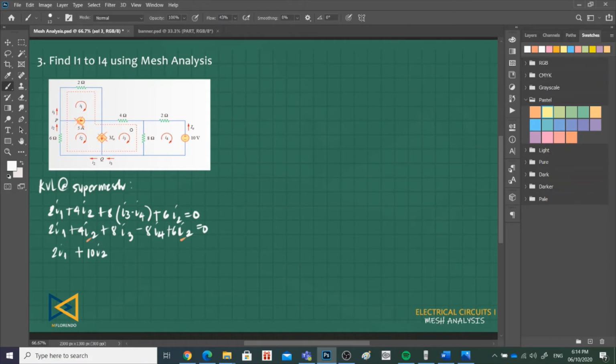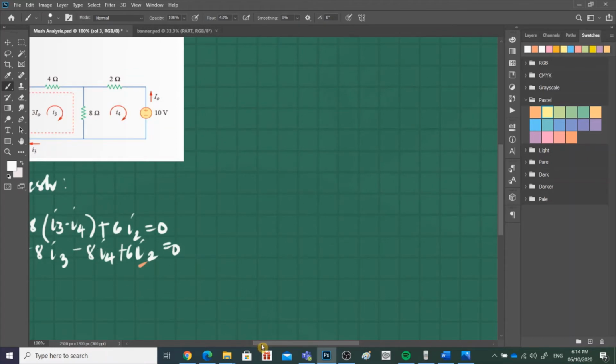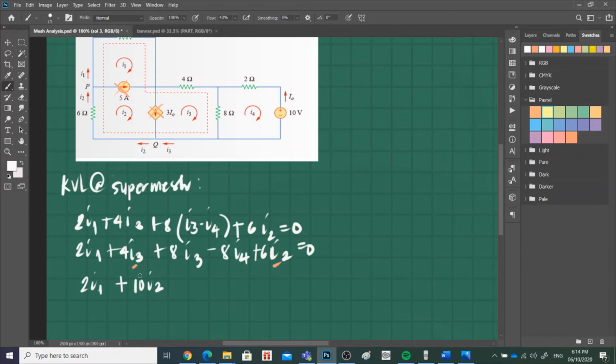Wait, it's the 4 I sub 3, sorry. It's a bit small, so let me enlarge it. 4 I sub 3. Now we combine like terms: 2 I sub 1, plus 6 I sub 2, and for I sub 3, 4 plus 8 gives 12, so plus 12 I sub 3, minus 8 I sub 4 equals 0. The signs are correct. Then we multiply this equation by one half to make the numbers smaller.